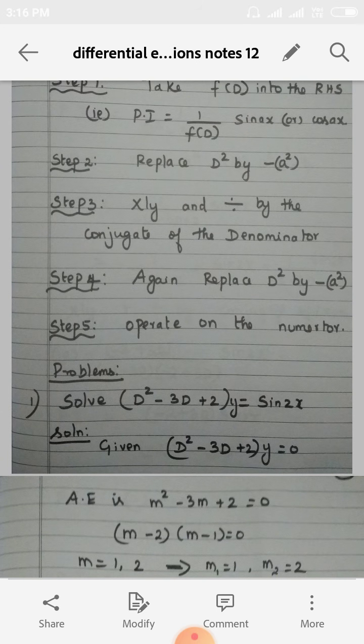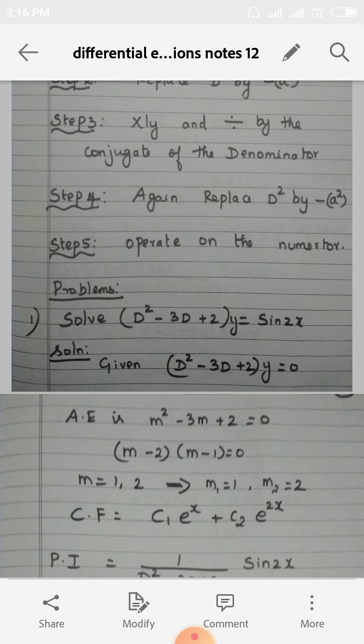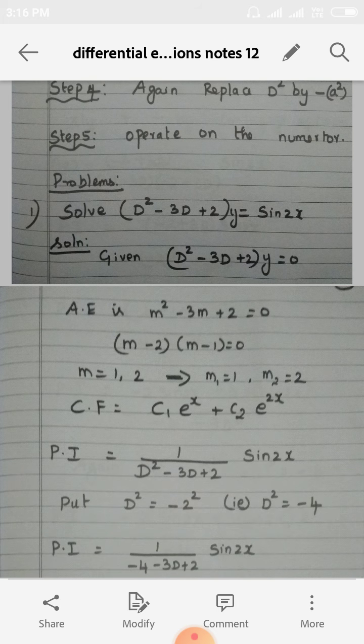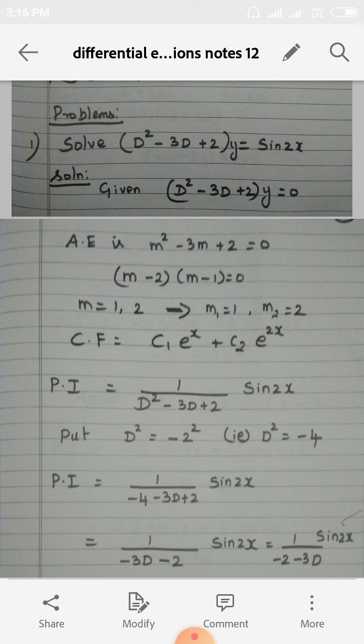Solve D square minus 3D plus 2 of y is equal to sine 2x. See, the right hand side is a function of sine ax. So before finding the particular integral, first we have to find the complementary function. So see the solution. First write the given equation and then write the auxiliary equation. What is the auxiliary equation? m square minus 3m plus 2 is equal to 0. Solving this quadratic equation, we get two roots. One is m minus 2, another one is m minus 1 is equal to 0. So we get m is equal to 1, 2.